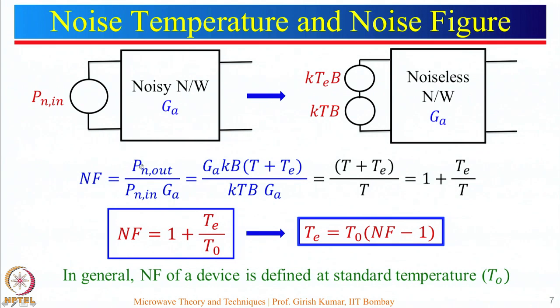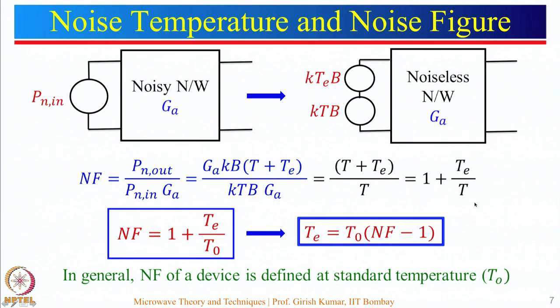So, we can now say what the noise figure will be. The noise figure is given by this particular expression. Now let us substitute the values. Pn out is nothing but GaKB (T plus Te), and what is this term? Pn in is KTB, Ga comes as it is. If we now simplify this, you can see most of the terms will get cancelled. GaKB will cancel. So, we are left with (T plus Te) divided by T, which is equal to 1 plus Te divided by T.